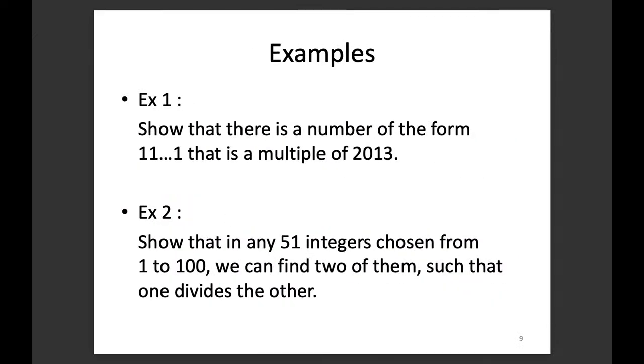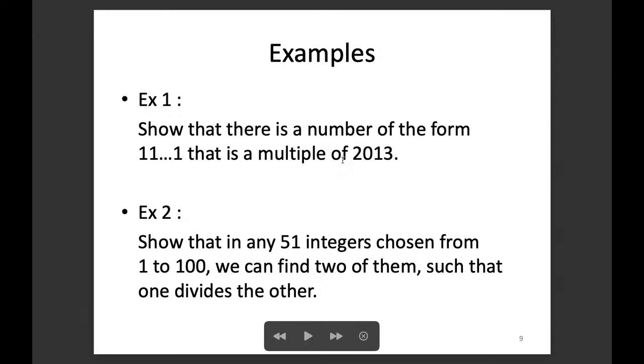Okay, so we have a couple of examples. For instance, we can show that there is a number of the form formed by consecutive ones. So 2 ones means 11, 3 ones means 111. So we can find a number which is just made of 1s, and this number is a multiple of 2013. This set of slides was prepared in 2013. For this year, it is 2021.